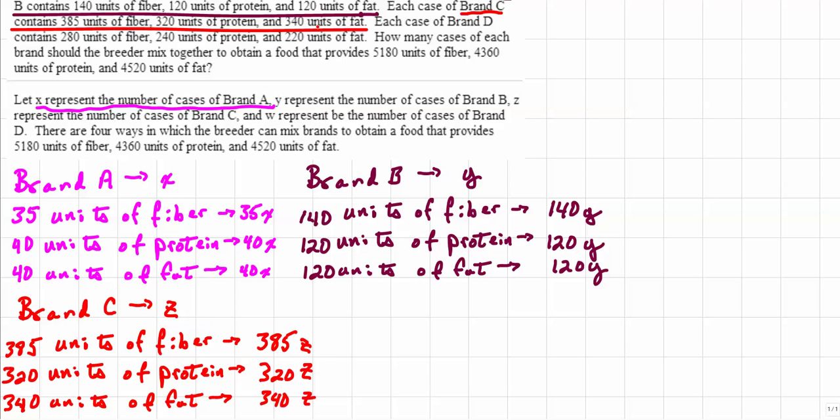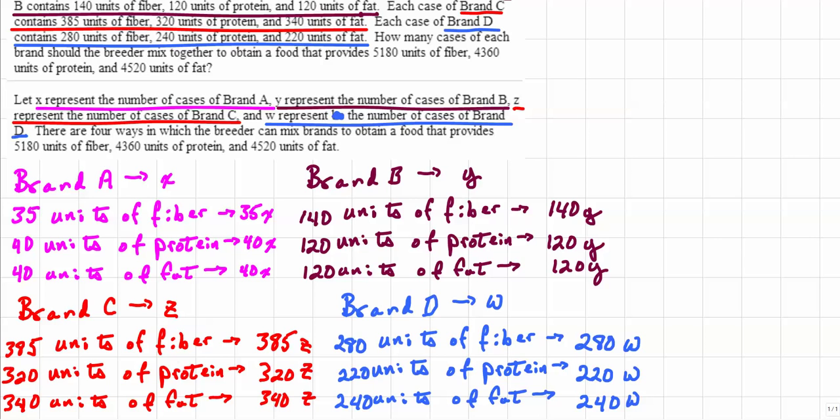Now you see that brand C has been broken down as Z, and there are 385 units of fiber, which we represent as 385Z. 320 units of protein is represented as 320Z, and 340 units of fat is represented as 340Z. So now we're going to do the same thing for brand D.